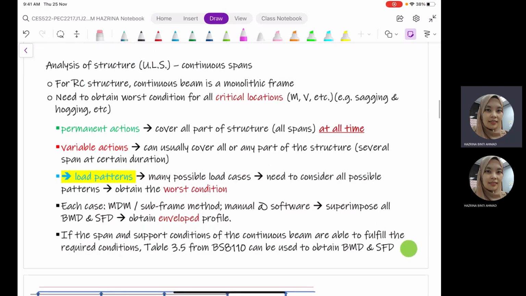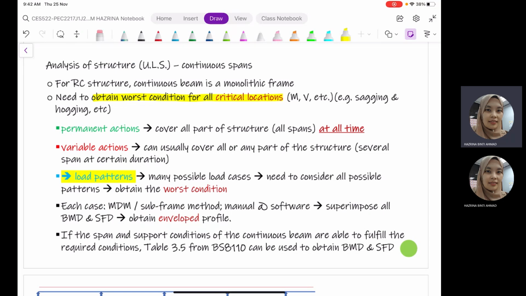So the analysis of structure under ULS, if we are considering continuous spans, for RC structure the continuous beam is a monolithic frame. When we talk about a monolithic frame, it means that it is connected together, from support to support. So we need to obtain the worst condition for all critical locations, as I have already mentioned earlier. We are considering the moment envelope and also the shear envelope, so we need to determine the M value, the V value, etc.